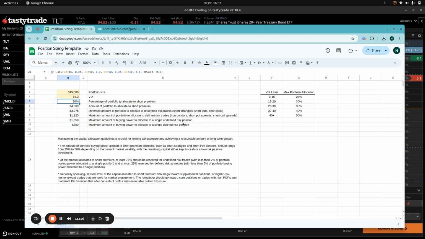Below, everything will be automatically calculated for you. All you need to do is use this information to form the backbone of your portfolio. It will tell you how much buying power to allocate to defined and undefined risk positions. It'll also tell you how much of your overall portfolio you should allocate to short premium strategies in general. Because if you've got a 100 grand account, you should not be using 100 grand worth of buying power. It seems pretty obvious, but you'd be surprised. So just keep all the information here in mind as you're building the backbone of your portfolio, and you'll be just fine long term.